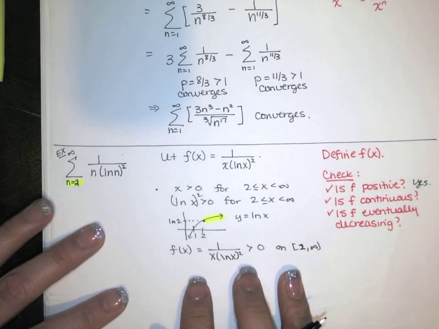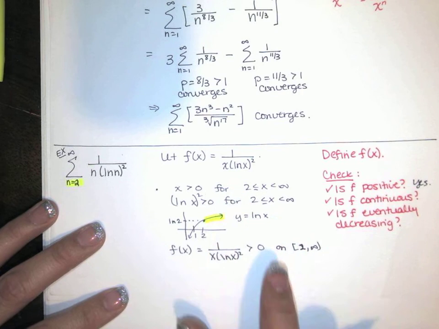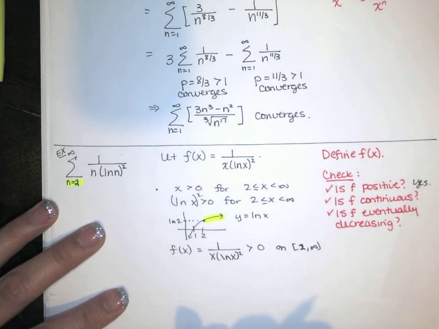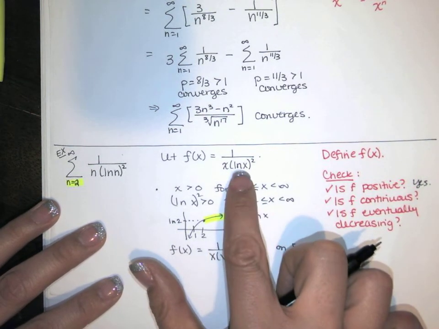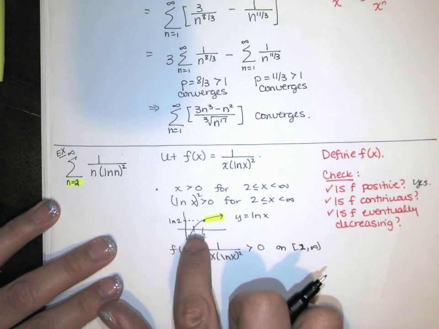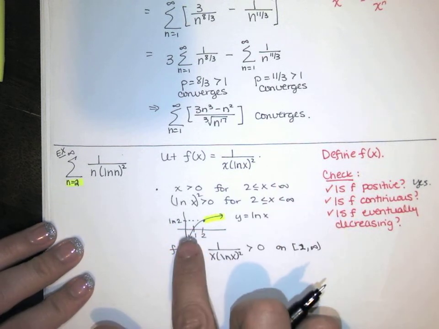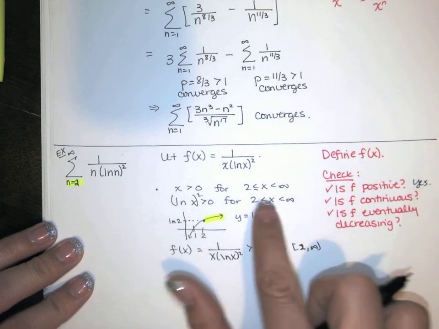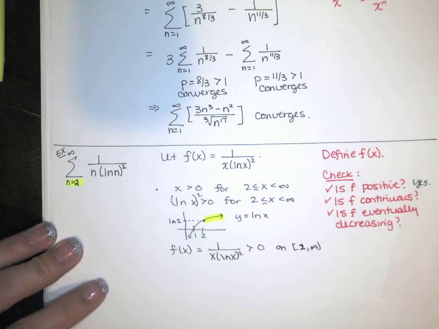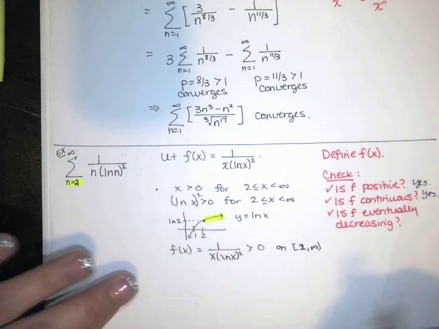Is f continuous? Sure. Can't divide by 0, so x can't be 0. Well, x equals 0 isn't in our interval. Natural log of x can't be 0. x equals 1 would be a problem, but n starts at 2, so x equals 1 is not in our interval. So everything is fine here. So f is continuous, yes.